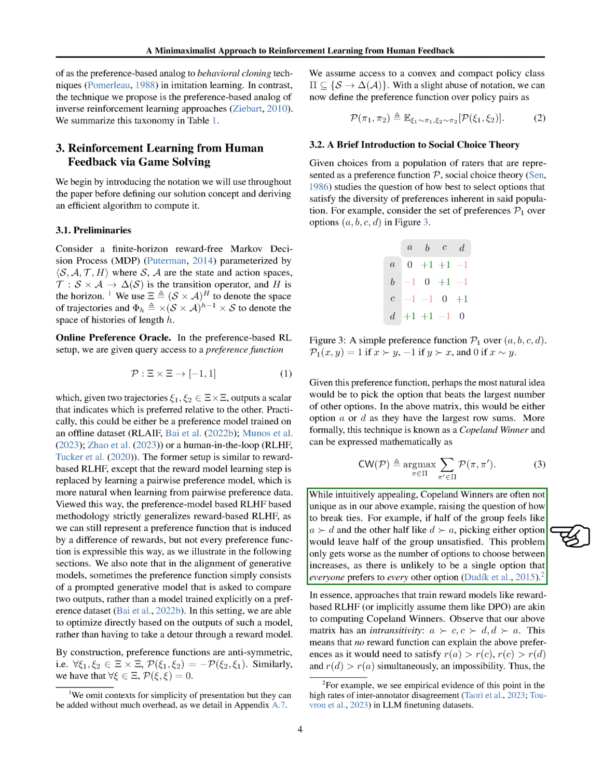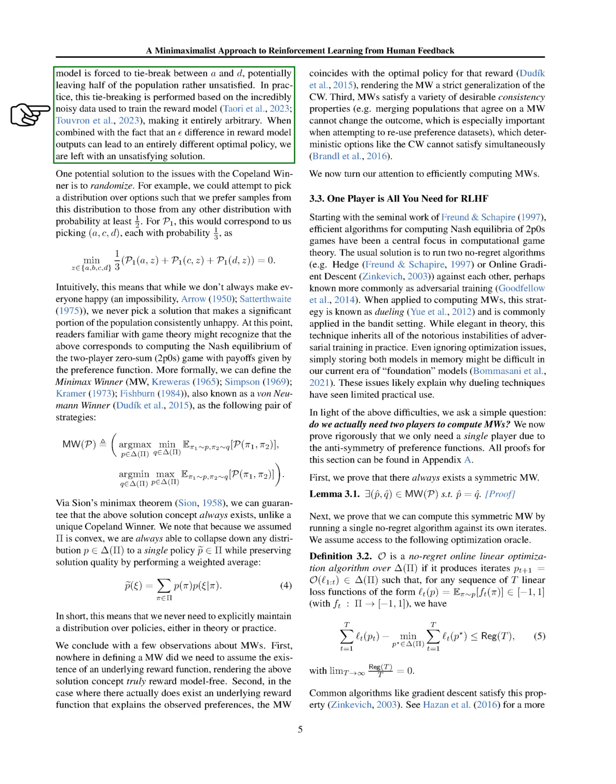In fact, methods that train reward models, like reward-based RLHF, or those that implicitly assume them, like DPO, are similar to computing Copeland winners. However, this approach can lead to dissatisfaction. For example, if we have a situation where no reward function can explain the preferences, the model is forced to break a tie between two options, potentially leaving half of the group unhappy. This tie breaking is often based on noisy data used to train the reward model, making it arbitrary.